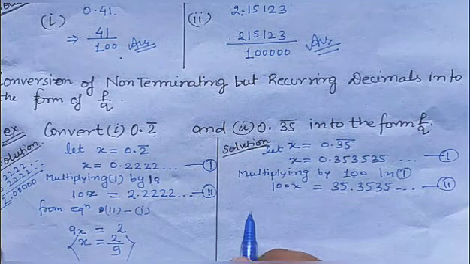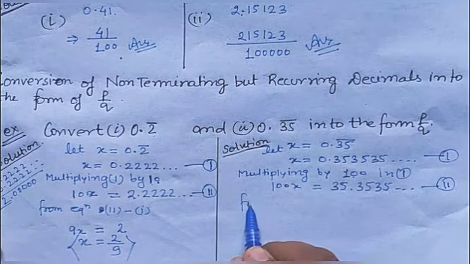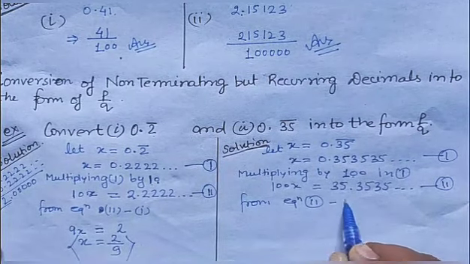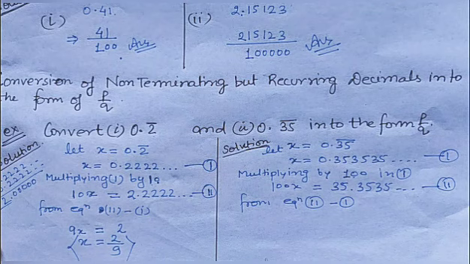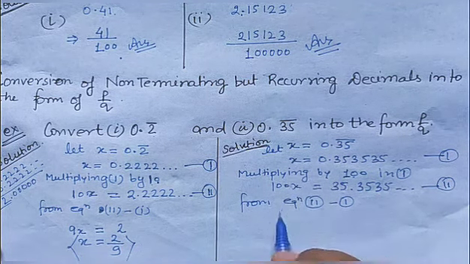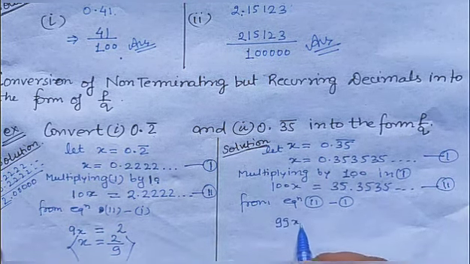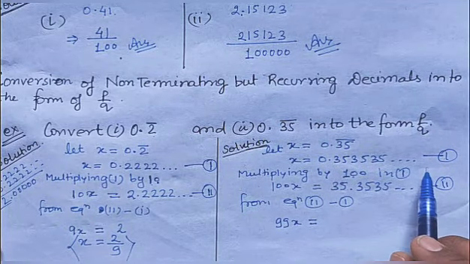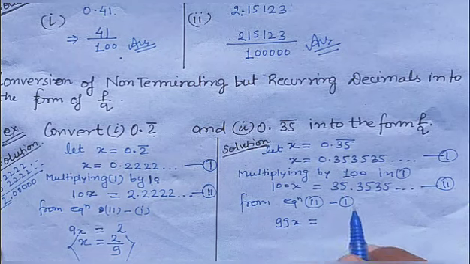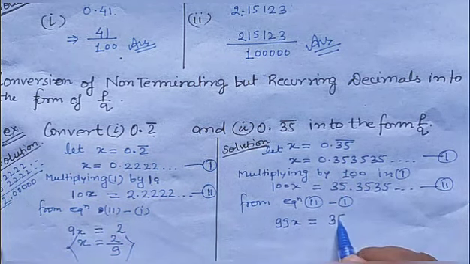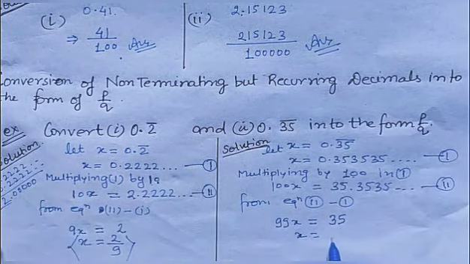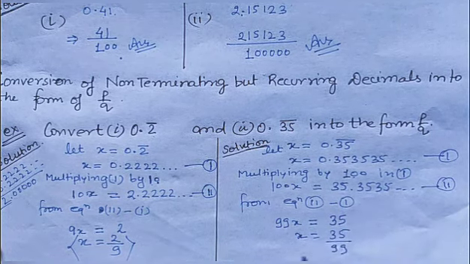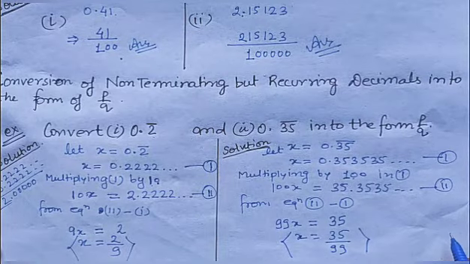Now what should you do? From equation second minus equation first. If you subtract it, 100x minus x, it will be 99x. In the right hand side, all the 0.35 parts will be 0, and only 35 will be there. So x is equal to 35 upon 99. Okay, this will be your answer.